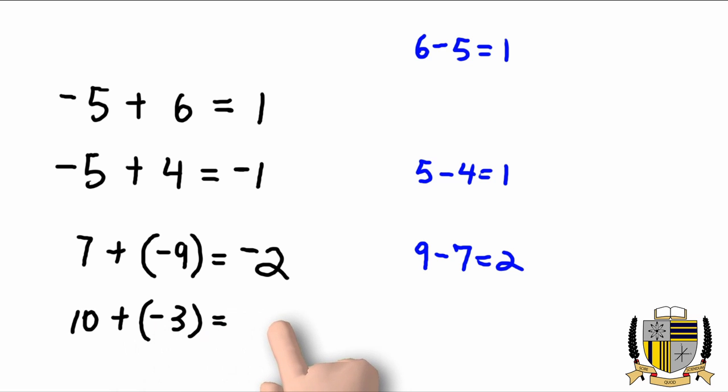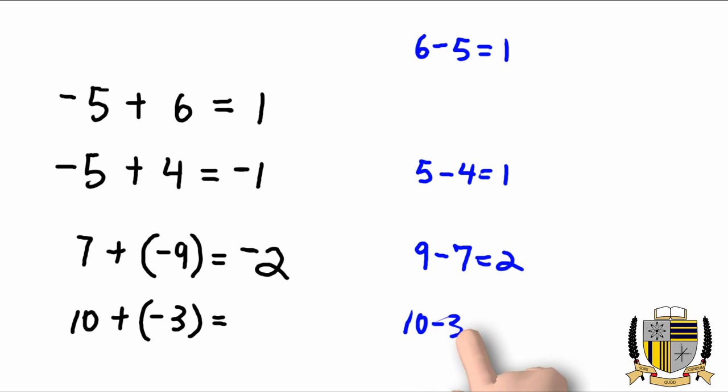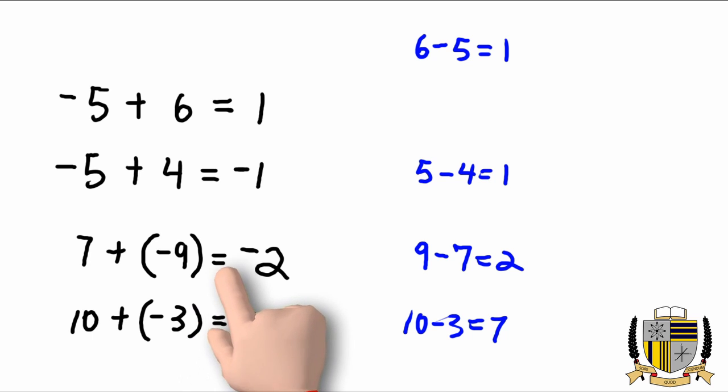And now what's the difference between 10 and 3? I know the difference between 10 and 3 is 7. Therefore, that's the answer. So this is the addition of signed numbers where the signs are opposites. They're not the same sign.